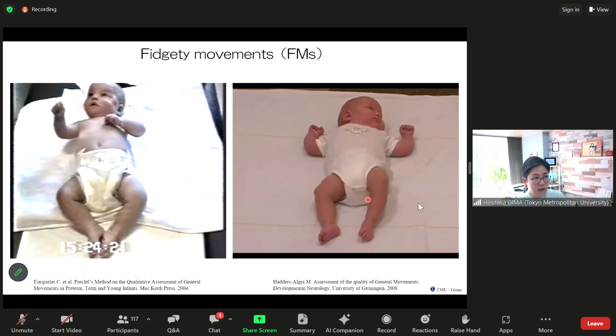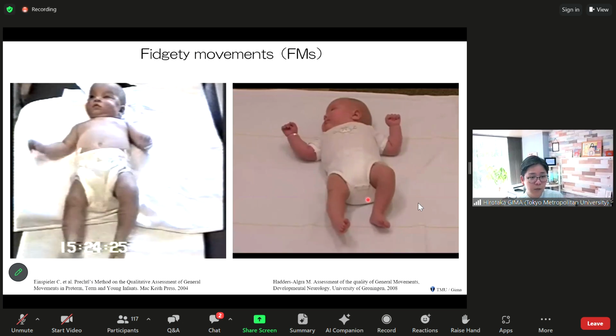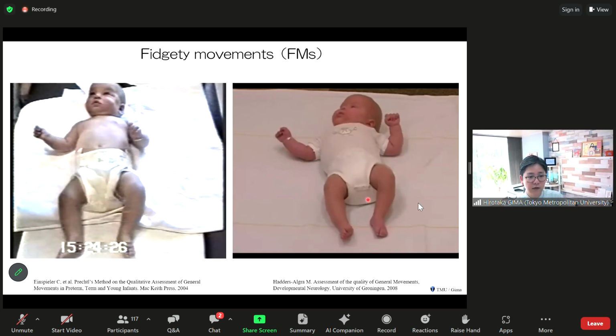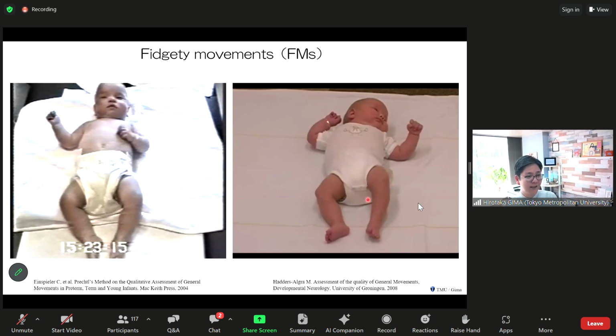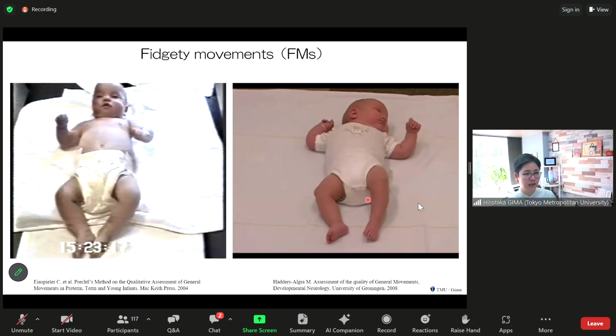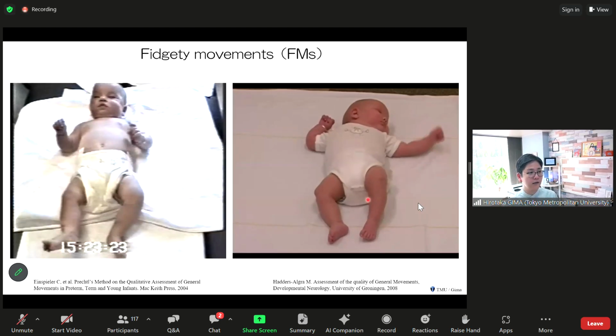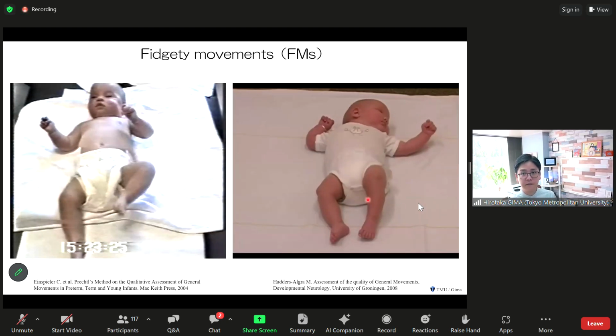You may feel that you can distinguish these motor features while listening to my explanations. However, it is very difficult to observe and judge accurately in clinical practice.